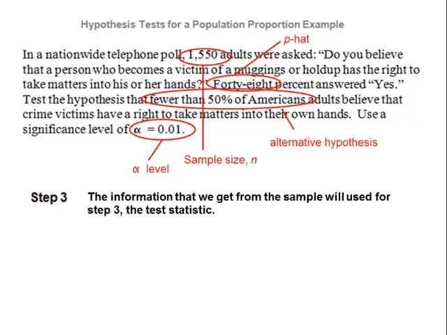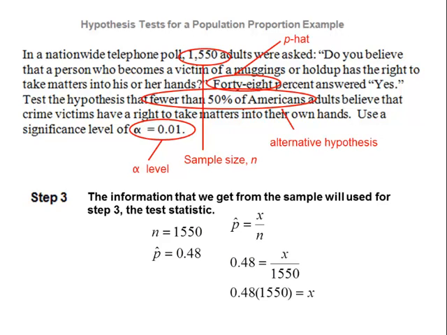Step 3, from the information that we know, n is 1,550 and p hat is 0.48. In order to use technology, we have to compute the value of x. The formula for p hat is x over n. Substituting these values in, we have the equation 0.48, that's p hat, equals x divided by n. Now solving for x, we multiply both sides by 1550, and we get x to be 744.